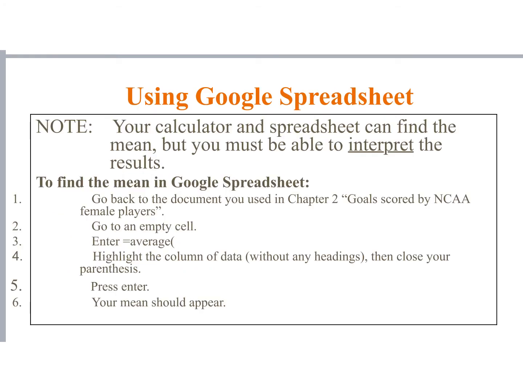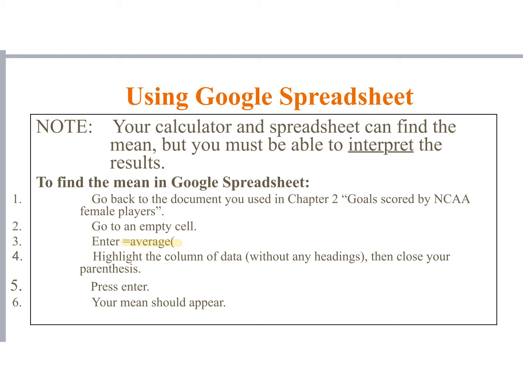Okay, so at this time, I'm going to ask you to pause the video and go find that spreadsheet that I had you create in Chapter 2, the one that we used data for goals scored by NCAA female players. Go pull up that spreadsheet now. Once you have it pulled up, put your cursor on an empty cell, one that's blank, not on your data set.